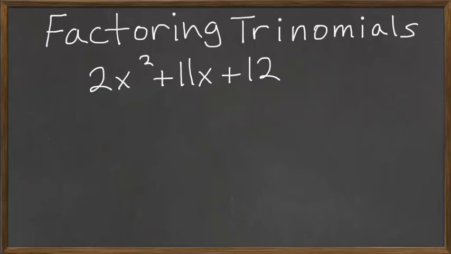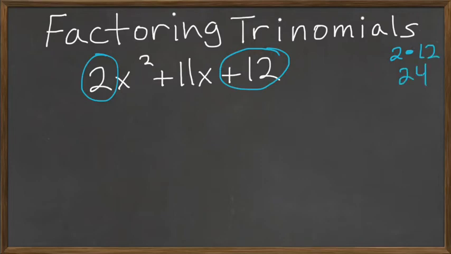Here, let's look at factoring trinomials. This is the harder case where we have a coefficient of something other than 1. In this case, we have 2. First thing we want to do is get the coefficient of the x squared and multiply it by the constant 12. So we're going to get 2 times 12, and we get 24.